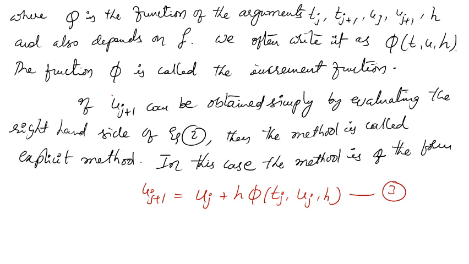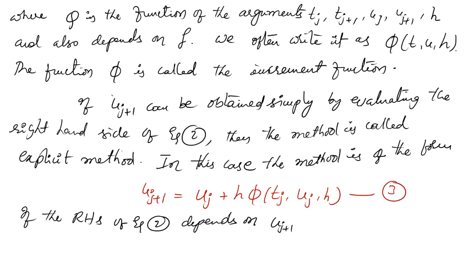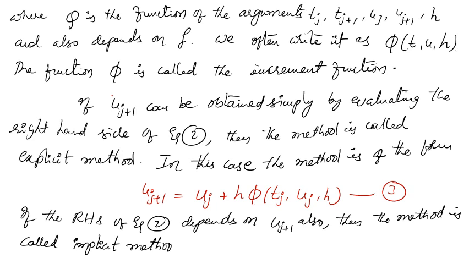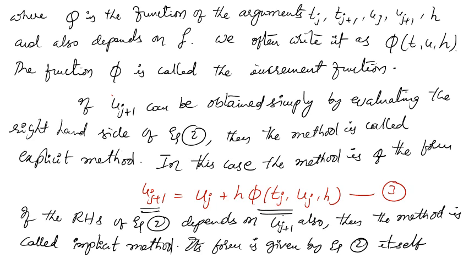But if the right hand side of equation 2 depends on u j plus 1 also, then the method is called an implicit method. That means on the right side there will be u j plus 1. Then left side u j plus 1 and on the right side also u j plus 1, then the method is called an implicit method. Its general form is given by equation 2 itself, because in equation 2 both the left side and right side have u j plus 1 terms.